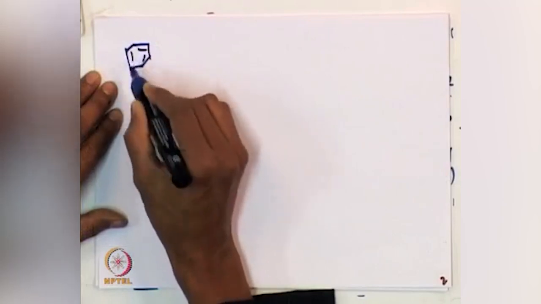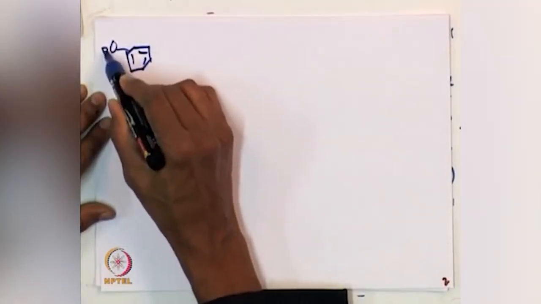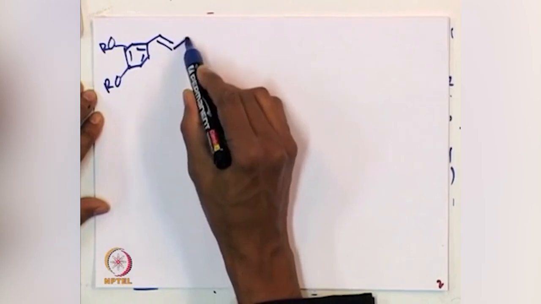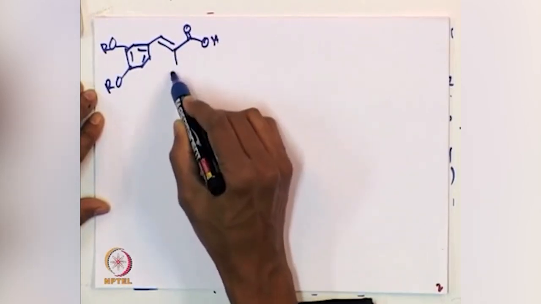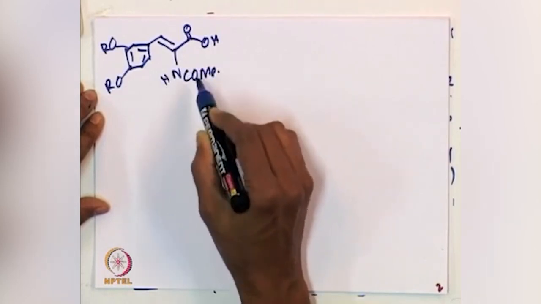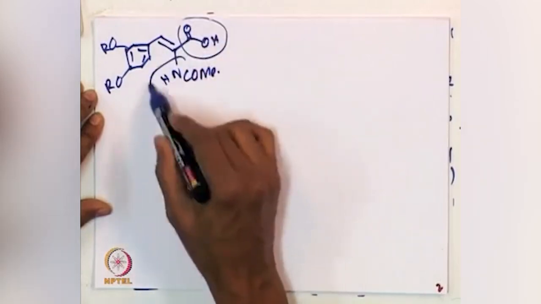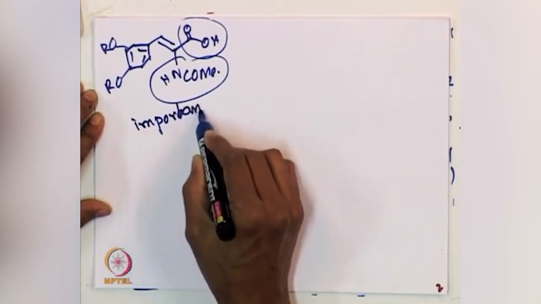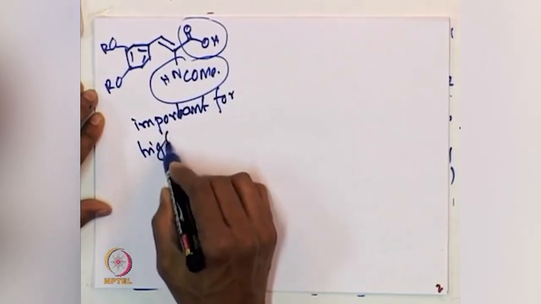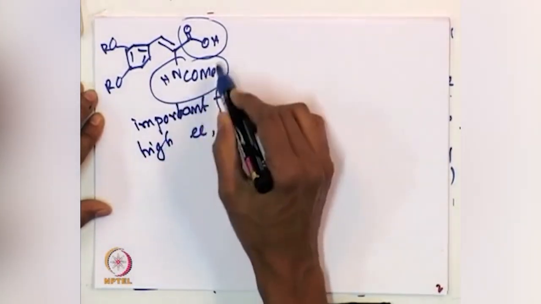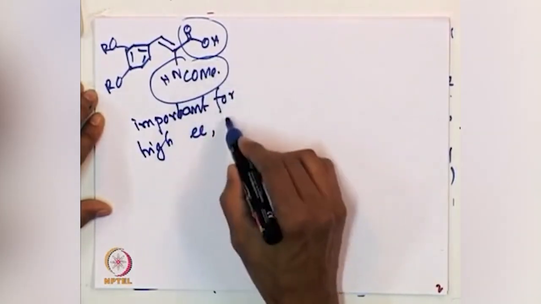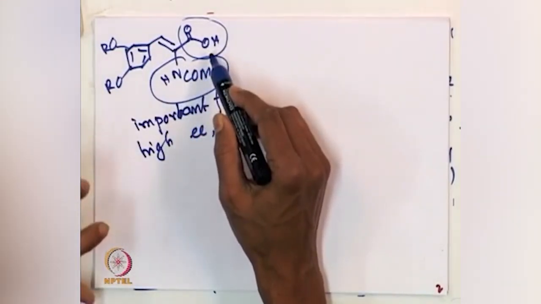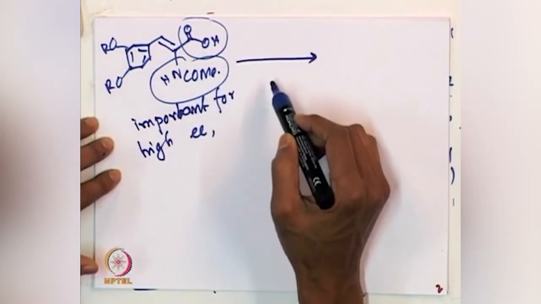Let's try to draw this substrate where the OR is maybe protected, and then you get the double bond. This is your precursor, and you need perhaps NHCOMe, because these are the ones which will be important. Both these groups will be important for high enantioselectivity, enantiomeric excess. So, in this particular case, the amide binds to rhodium, and of course, the acid will bind to rhodium. Both of them are coordinating. Therefore, these are the ones which will coordinate with the olefin or help guide the olefin to the metal center.